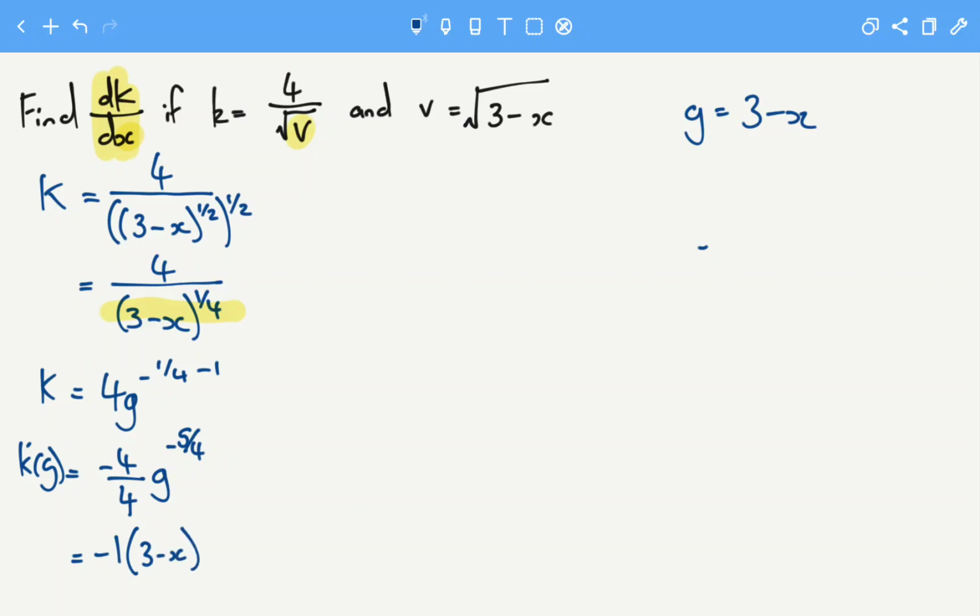We're just replacing g with what g equals. And negative 4 over 4 is negative 1. So negative 1, 3 minus x to the power of negative 5 over 4 is the first step. And so the second step is to differentiate g in terms of x, which would be simply -1.